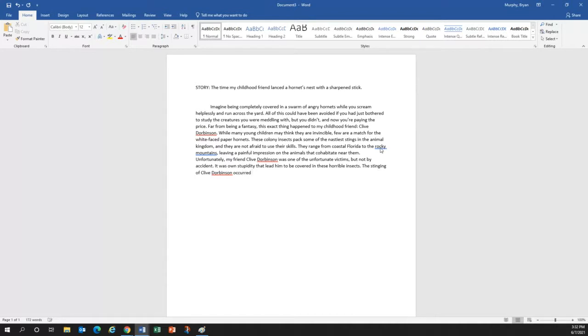The stinging of Clive Dormanson, this is the thesis, came about in 3 phases: the planning phase, the execution, and the agonizing regret. All right, so there is my thesis statement. The stinging of Clive Dormanson came about in 3 phases: the planning phase, the execution phase, and the phase of agonizing regret.